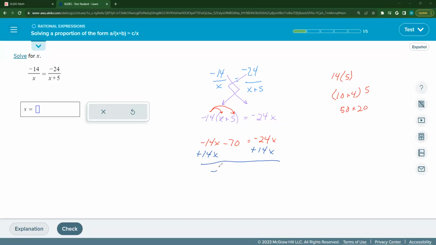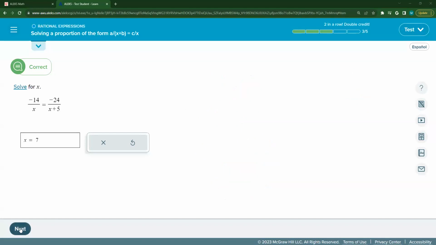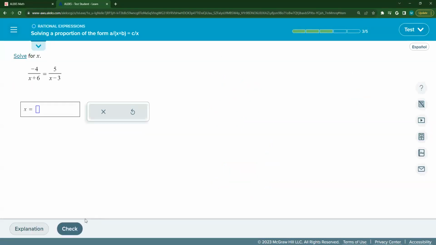So I have negative 70 equals negative 10x. Divide both sides by negative 10. And you have x equals 7. Type my answer in. And we're going to say clear. And one more problem, and then we will be done with this topic as well.